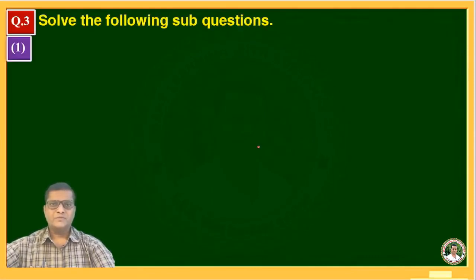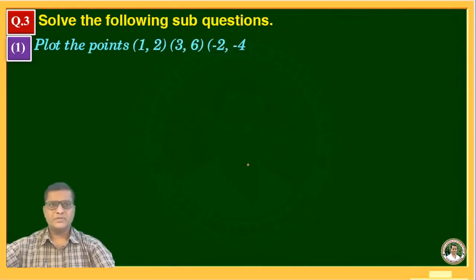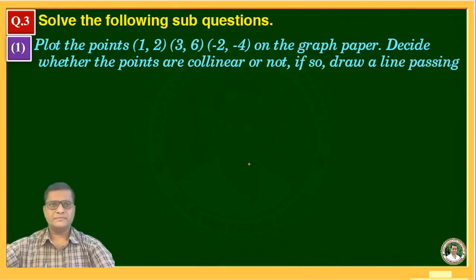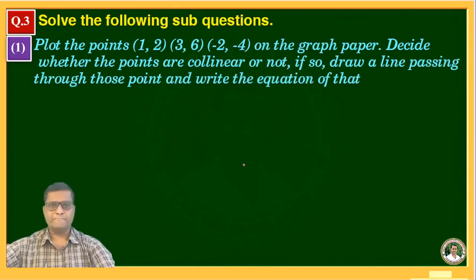The third question of this exercise is to solve the following sub questions. In this, the first question is plot the points (1, 2), (3, 6), (-2, -4) on the graph paper. Decide whether the points are collinear or not. If so, draw a line passing through those points and write the equation of that line. Here we plot these points on a graph paper.